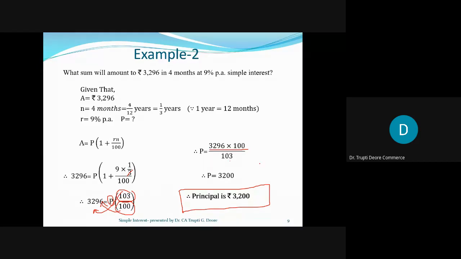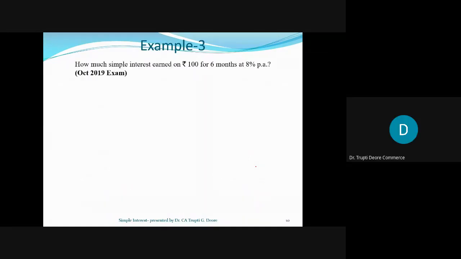Okay, did you understand these two sums? Yes, ma'am. These are very simple levels. So we go for the third example. Write this: how much simple interest is earned on rupees 100 for 6 months at 8% per annum?